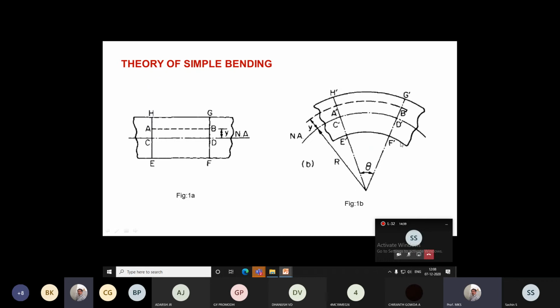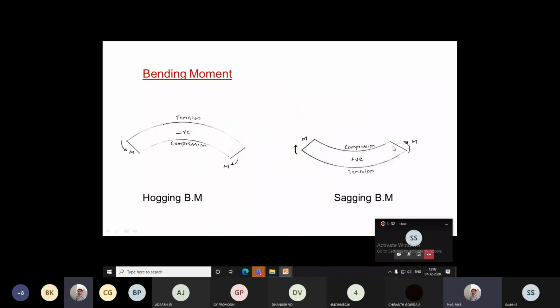If the beam is bending in this manner, as shown here, it is a hogging moment. The top surface will be under tension. The bottom surface will be under compression. If it is reversed, it is a sagging moment. The top surface will be in compression and the bottom surface will be in tension. So that is the theory of simple bending.